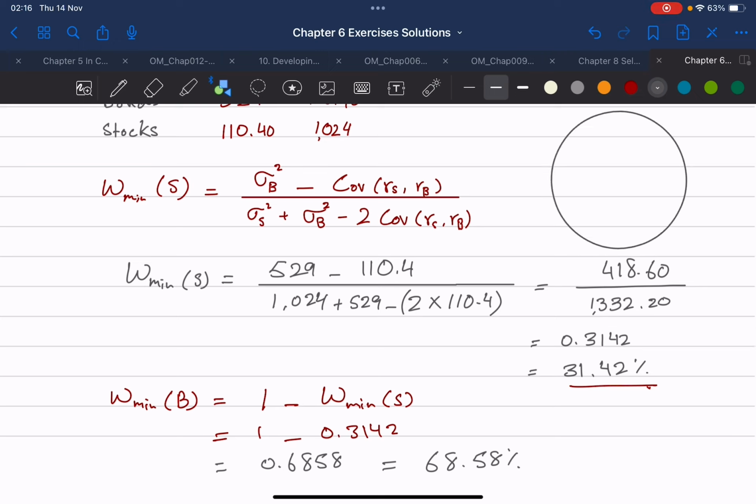You don't have to do this graph, but I'm just trying to help you understand. We're going to have about 31% of the portfolio allocated to stocks. That's 31.42%, and the remaining 68.58% is going to be allocated to the bond fund. Okay.